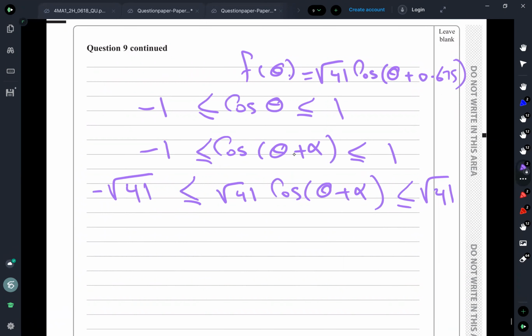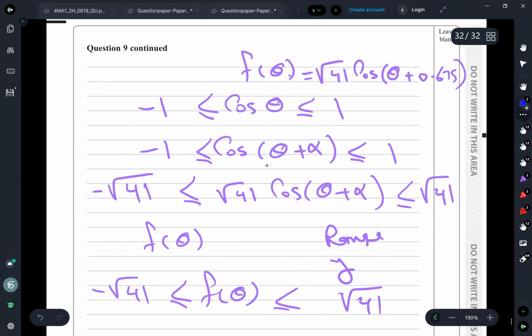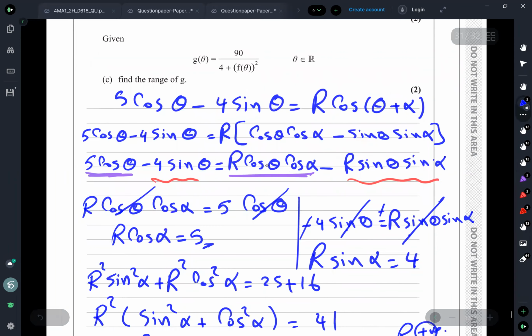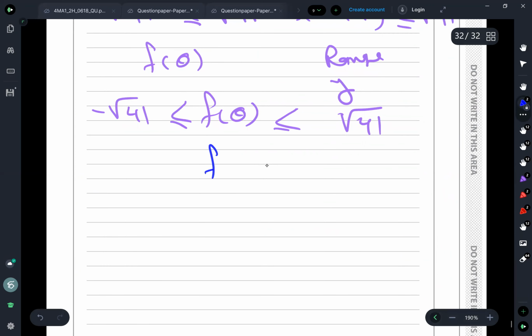So the range of the function f theta, the values of y or f theta, we can write like this: between negative root of 41 and less than or equal to root of 41. But now if you square it, I will take it part by part, since he asked to get this range. To get the range of f theta squared, squaring both sides, the range of f theta squared is between 0 and 41.